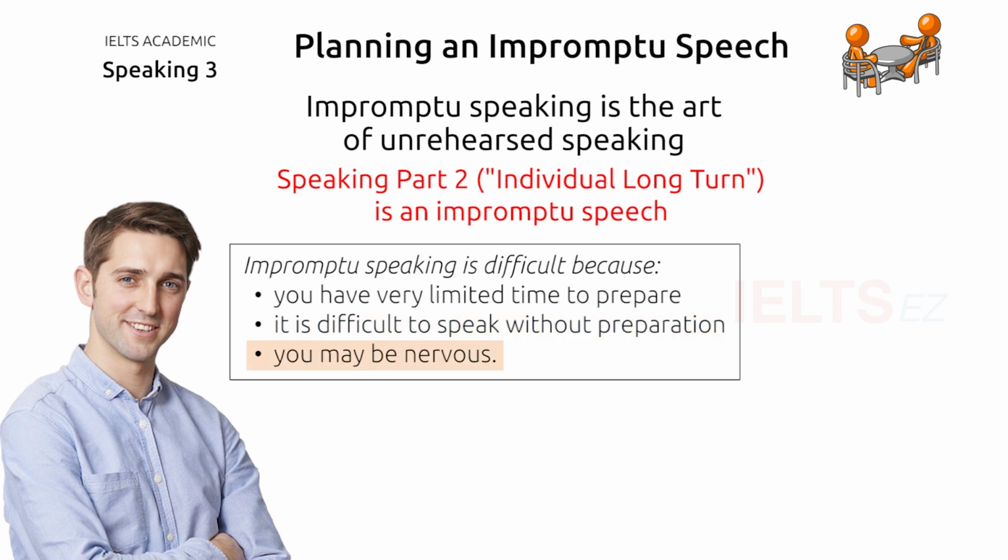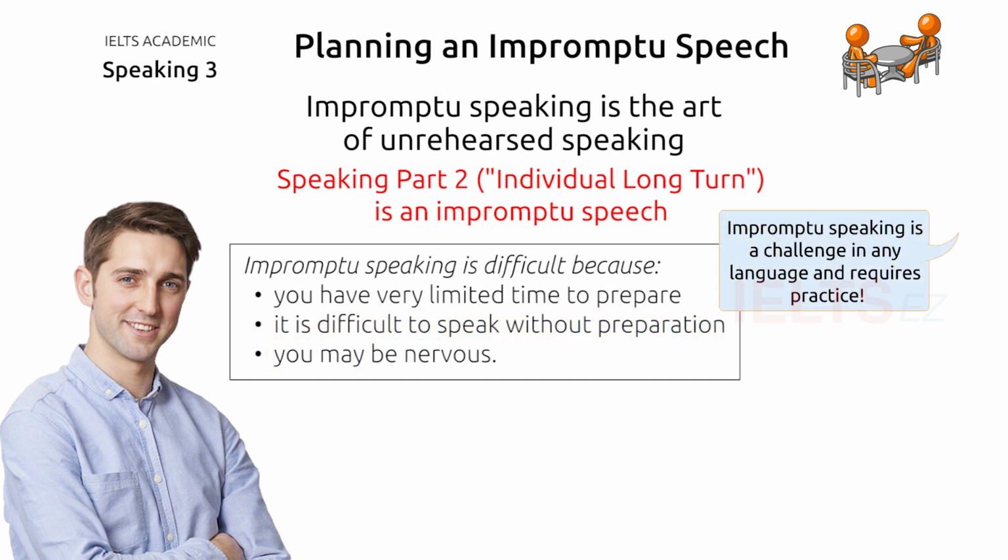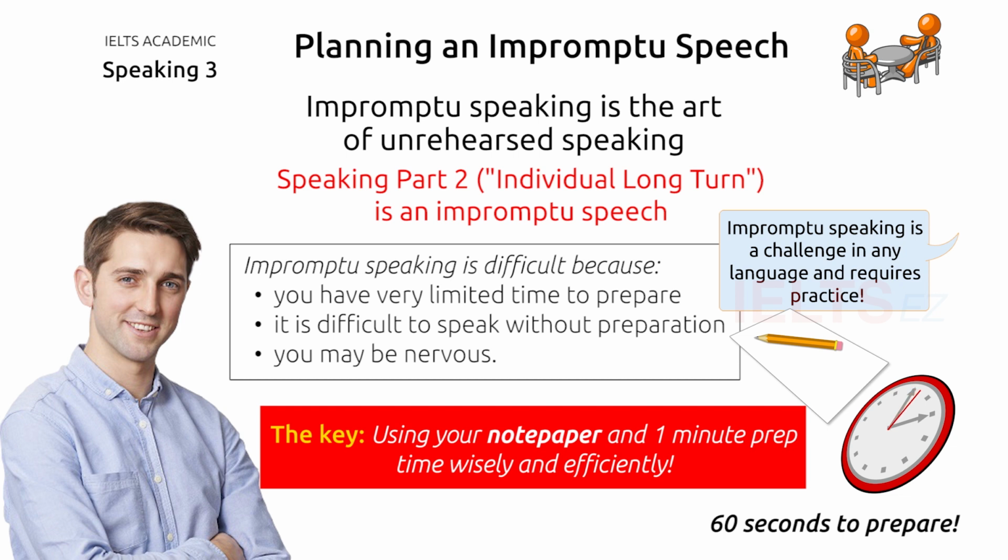You may also be nervous. Impromptu speaking is a challenge in any language, and requires practice. Now you may think that you can't prepare for this part of the test, because you don't know what the subject will be. That's true, but you are given 1 minute to prepare, and you can take notes during this time. My experience has proven that using your notepaper to write down a brief outline or structure of what you will talk about will result in a more fluent and confident delivery. So, in the remainder of this lesson, I'm going to outline a 4-step approach to preparing for and delivering your Part 2 speech. A systematic approach will definitely deliver better results.